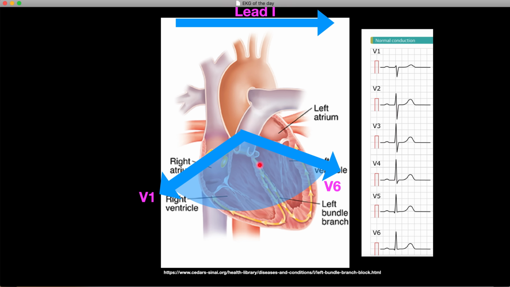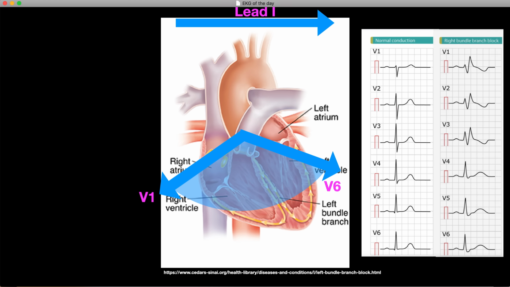The complex would go down away from V1 in the setting of a right bundle branch block, but then it would come back along the direction of lead V1 as the electricity spreads across the ventricles and back across the right ventricle, but not down through that fast conducting fiber you normally think of. That's what gives you this kind of funky shape in lead V1, this M shape.